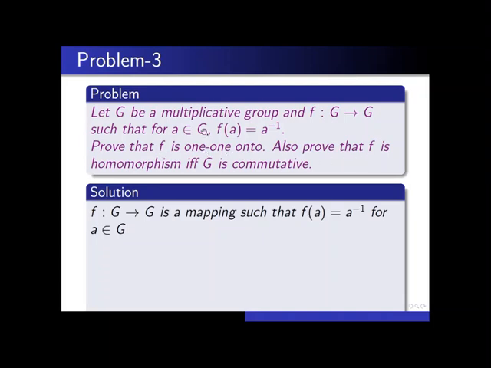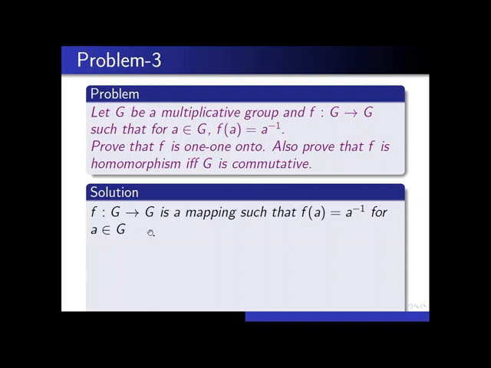Also prove that, okay, the first part of the problem is we need to prove that the mapping defined this way is 1-1 onto. And the second part is we have to prove that f is a homomorphism if and only if G is commutative. So the mapping defined this way is not always a homomorphism; it is a homomorphism in case G is abelian or commutative. So that is the second part. Now let us see the solution.